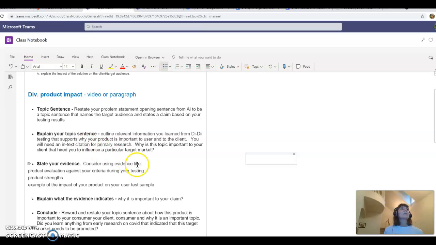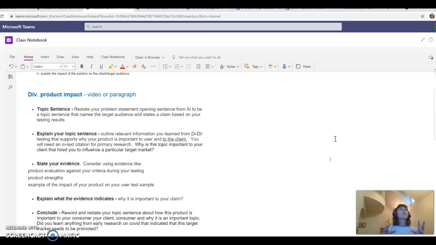After you've created that statement, you're going to explain your topic sentence. So outline relevant information you learned from your testing from D1, D2, D3, and that supports why your product is important to both the user, remember that's your consumer, and also your client, whoever hired you. In some products, that will be the same person. Potentially who will use your product is your client. In some products, the consumer is somebody that will use your product, where your client is the company or that person that hired you to create the product.